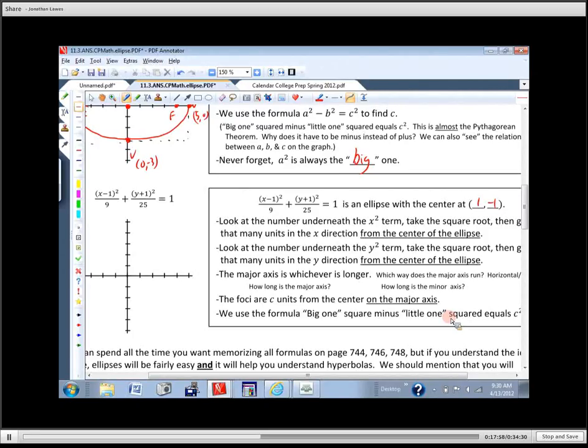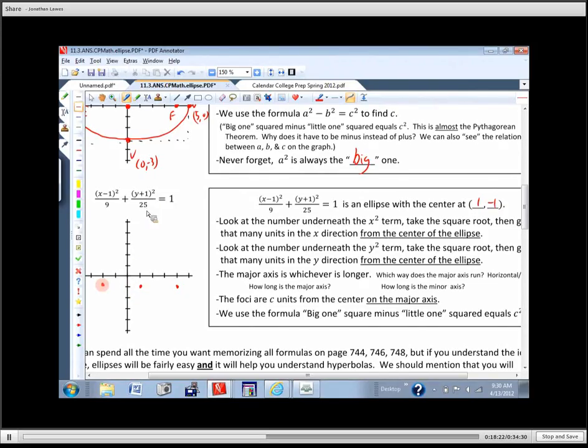Look at the number underneath the x term. If the center is at (1, -1), we're right here. Look at the number underneath the x. What is it? 9. What's the square root of 9? 3. So we're going to go 3 units in the x direction. If this is the center, I'm going to go 1, 2, 3 right there, and 1, 2, 3 right here.